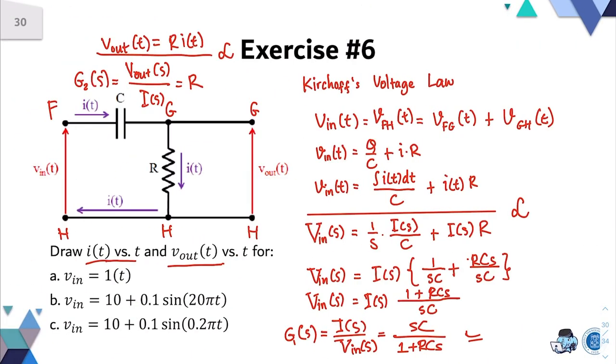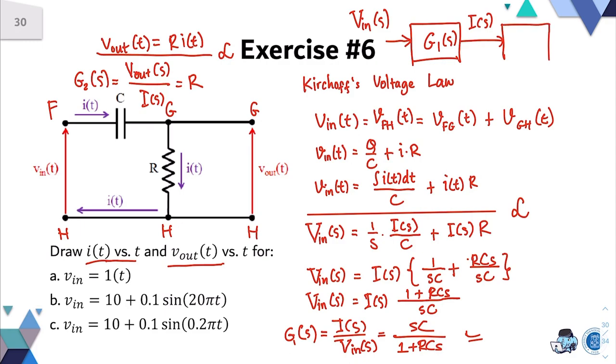So the block diagram, we can represent this system as a block diagram. The system can be simplified as this one. This is G1(s). The input is V in(s). The first output is I(s). And then we have the next transfer function, which is G2(s).